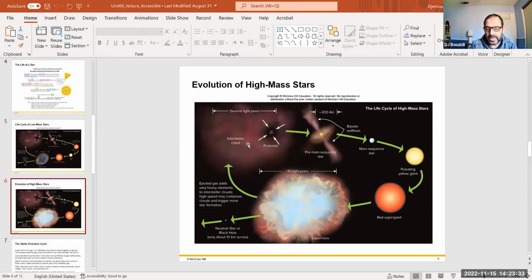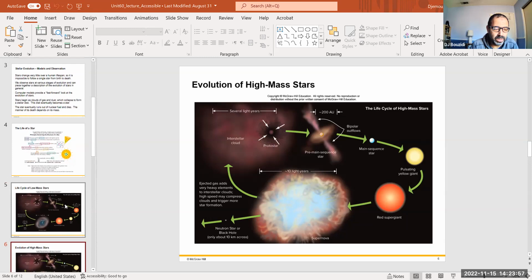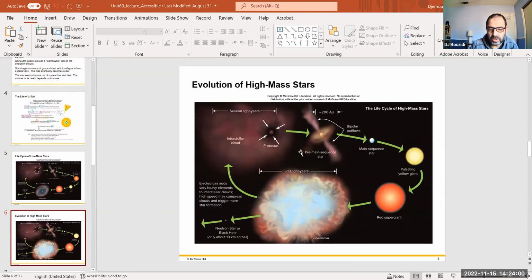For a high mass star, the scenario is similar, except instead of a few light years, you have several light years, more materials to start with. And it's going to go quickly through the protostar stage to start its life as a star. The low mass star starts slowly, but this one is faster because you have more materials. It gets together, and now there is more chance for hydrogen and hydrogen to collide and fuse. And now you have a main sequence stage.